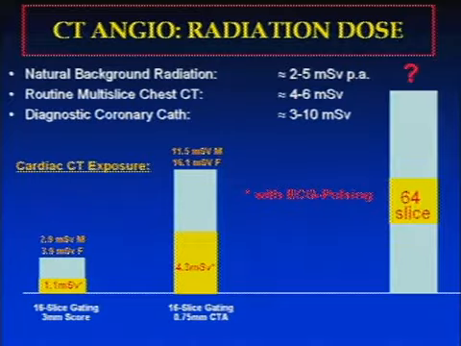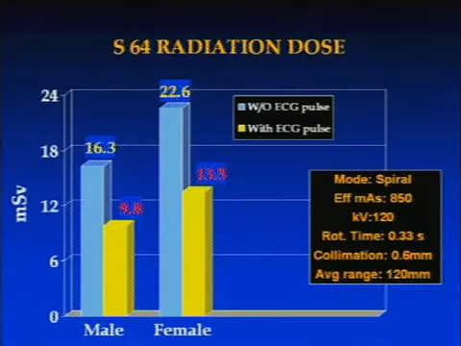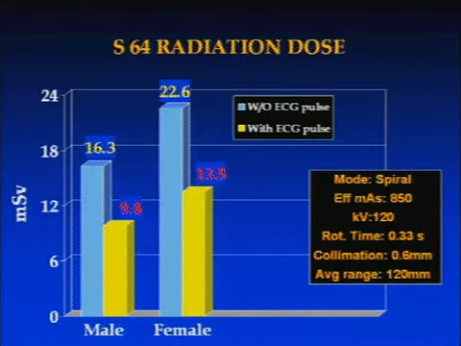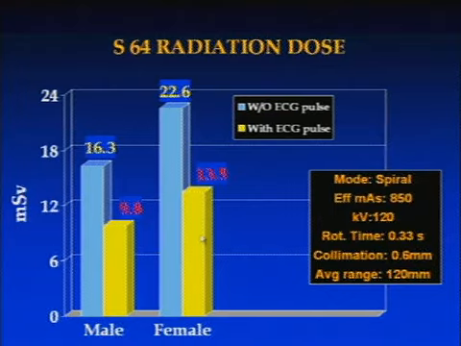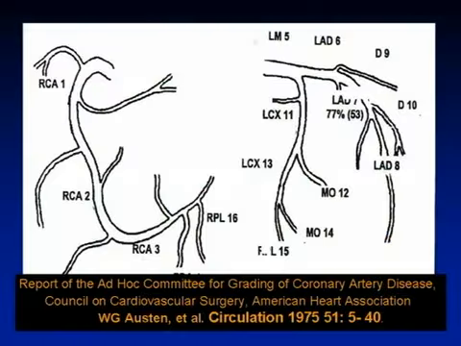And then the question is, what are these patients getting using the 64-slice scanner? These are the numbers that I got directly from Siemens using an effective mAs of 850. With ECG pulsing, most men are getting on the order of about 10 millisieverts and women about 14 millisieverts. And that's expected to decrease to about half with the use of the new dual scanner. This is in the CD that you're going to be getting.